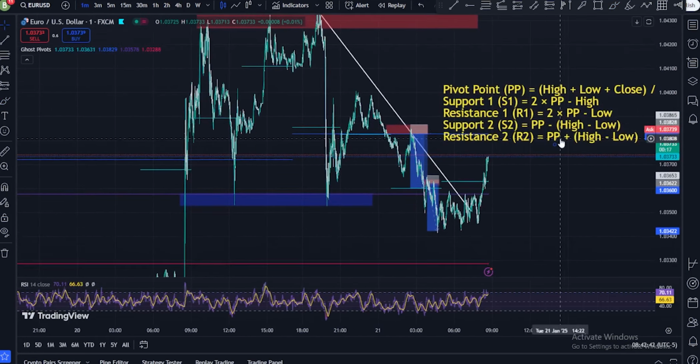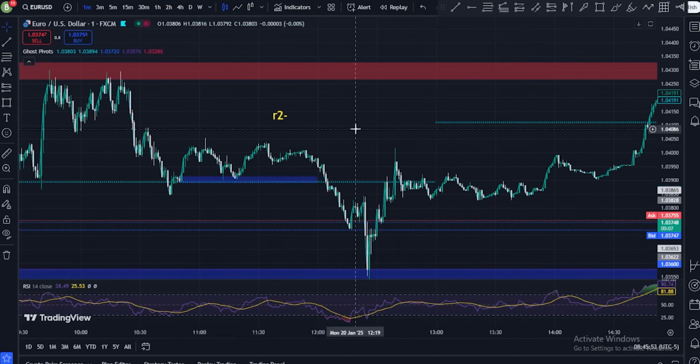2. Identify ghost pivots. Midpoints between pivot levels, e.g., R1 plus R2 divided by 2, or S1 plus PP divided by 2. Untested pivot levels from previous sessions that price has not revisited. B. RSI confirmation. 1. Use the RSI to confirm the validity of a pivot level. If the price reaches a pivot or ghost pivot and RSI is overbought or oversold, this increases the probability of a reversal. Look for RSI divergence near key levels, e.g., price makes a higher high, but RSI makes a lower high.